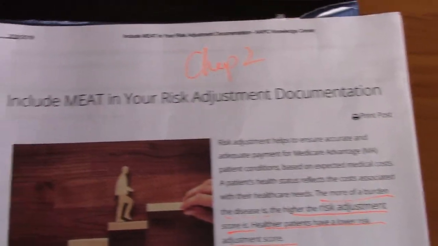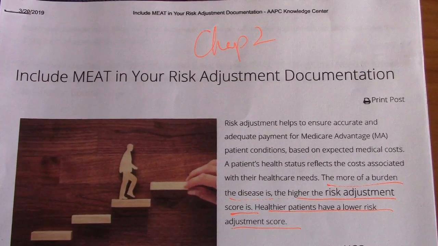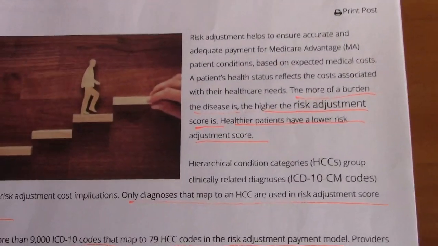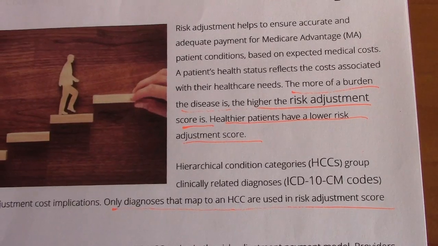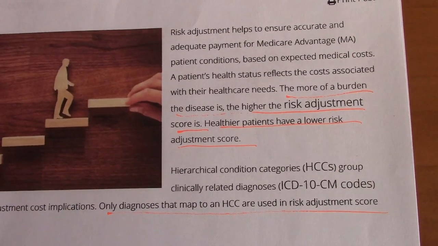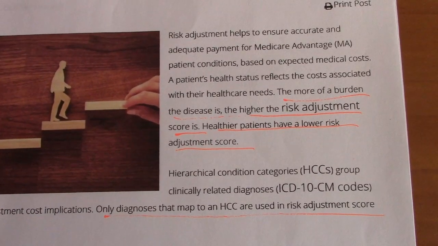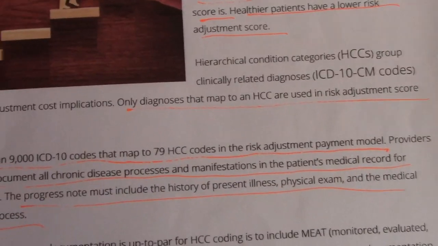I found a good article on the AAPC called Include MEAT in Your Risk Adjustment Documentation. What I loved about it is it said that the more of a burden the disease is, the higher the risk adjustment score is. Healthier patients have a lower risk adjustment score. I thought that was interesting because that's really what it's all going to boil down to.